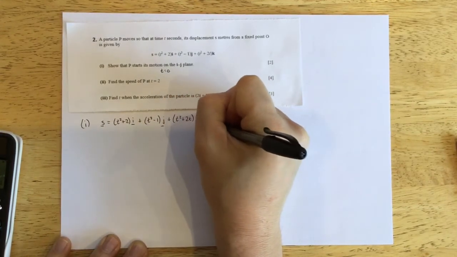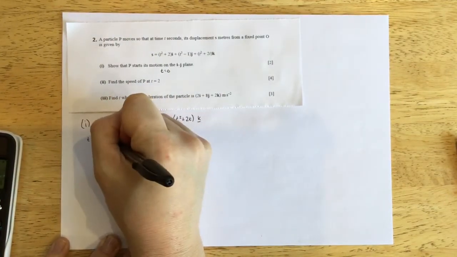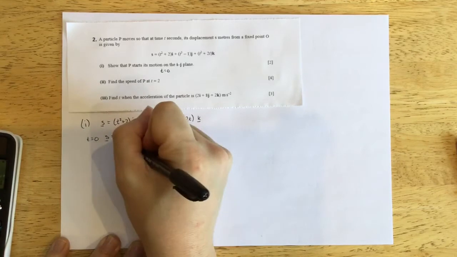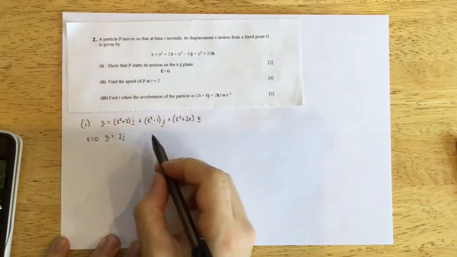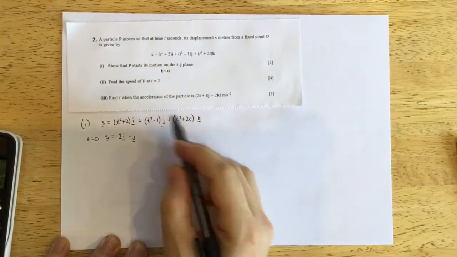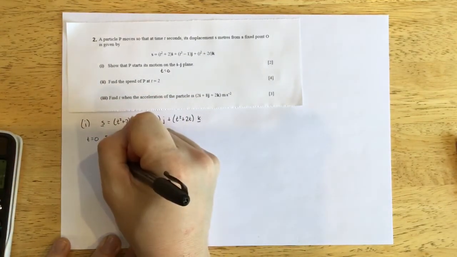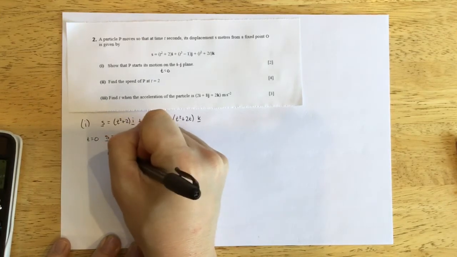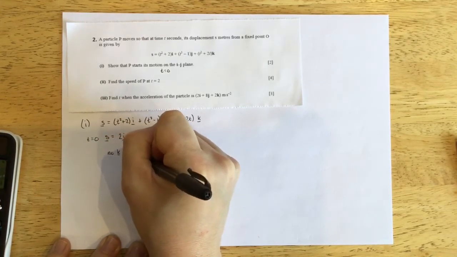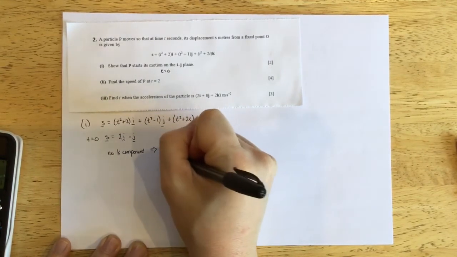Okay, and you see we're in 3 dimensions here. But when t equals 0, s is equal to 2i minus j, and there's no k. In other words, no k component, and that implies that we're in the ij plane.